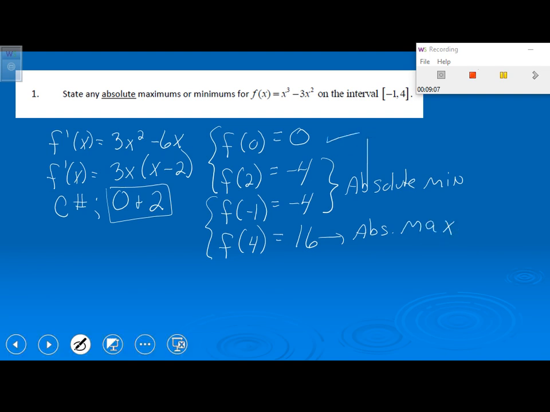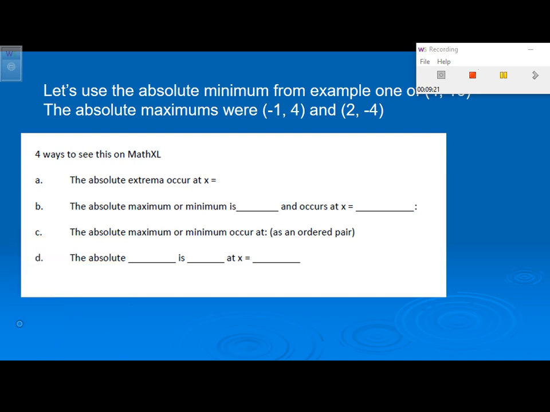Now, this point's still important. It's a relative extrema, but it's just not very important for me. Not very important for me at all. So there's my answers. Now, peek down at the bottom of your sheet, though. I want you to make sure you understand how Math Excel could ask you these answers. Let's use the absolute minimum from example 1. And really, I'm going to use the absolute maximum because it was just a single one. The absolute max was at 4, 16.